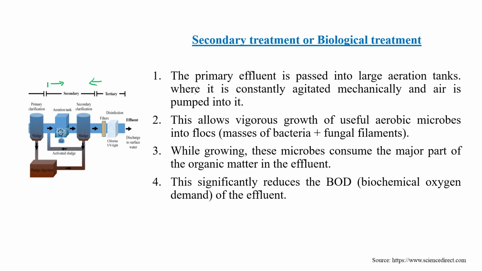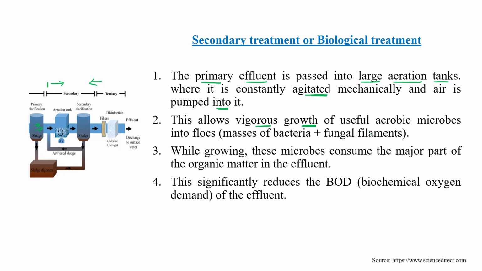So what is written over here? The primary effluent, which is the part of the primary treatment plant, is passed into the large aeration tank, where it is constantly agitated mechanically and air is pumped into it. Why? Because this air allows vigorous growth of the microbes which are already present in the sewage.